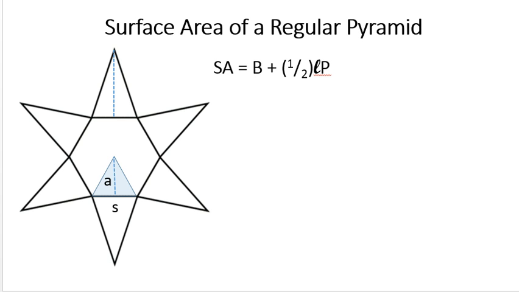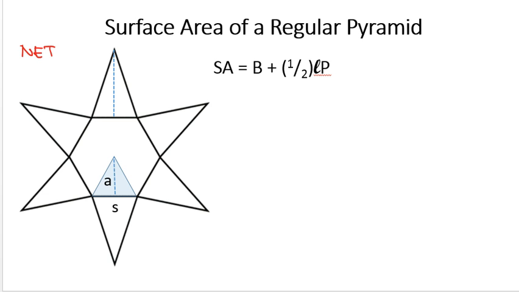In this case, the base is a hexagon. What I've done is I've cut along the edges of the lateral faces of the triangles to form a net. Again, nets are very important in middle school because nets allow kids to focus on the meaning, on the concept of surface area. So you cut the pyramid along the edges, unfold it, and you have this star-shaped figure.